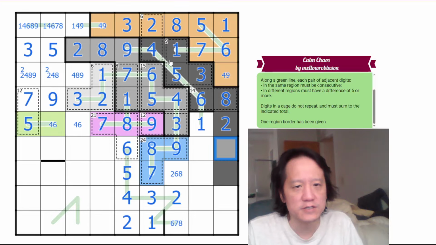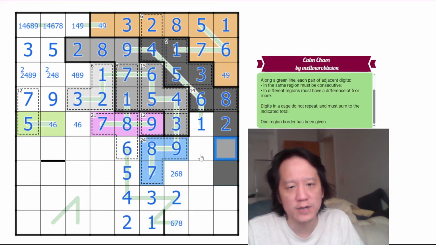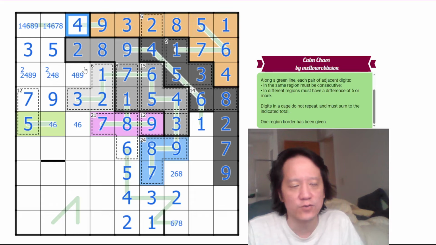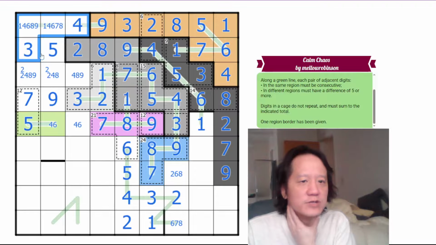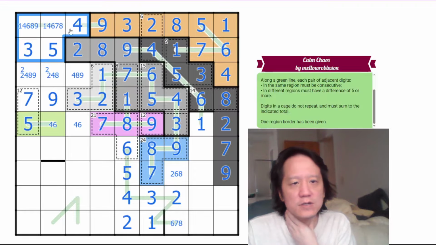And the remaining digits in the dark region are 7 and 9. This can't be 9 because of the 9 in the row, so this is 7, which makes that 9. 9 eliminates 9 here, so it's 4. This can't be 4, so it's 9. This can't be 1 because of the 1 in the row, so that makes this 4. This has to be its own region because it can't escape out anywhere else. So this can't be 1, 4.